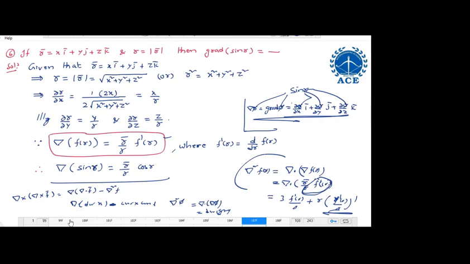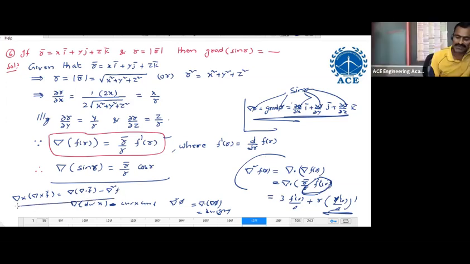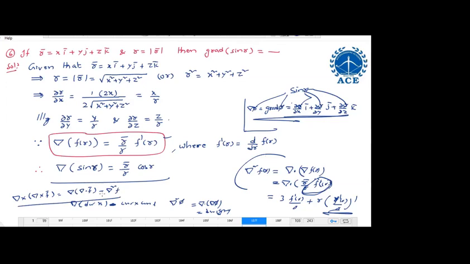What is the physical significance of this, sir? Because one is a rotational quantity and another is divergence. For this, we cannot say directly. For everything, we cannot say physical significance. This is some identity only. Okay, sir. Thank you, sir.